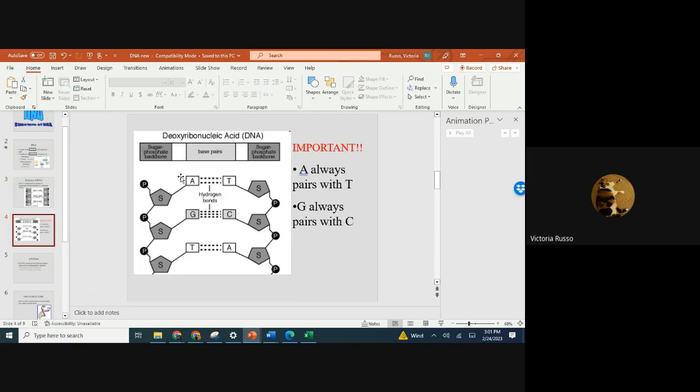Last but not least, when you're pairing nucleotides together from one strand to another, A always has to pair with T, and G always has to pair with C.